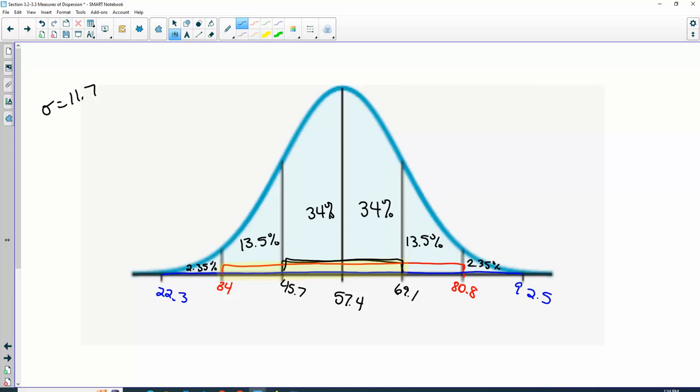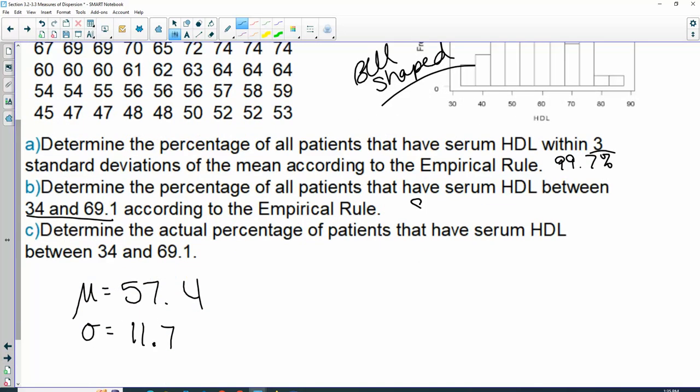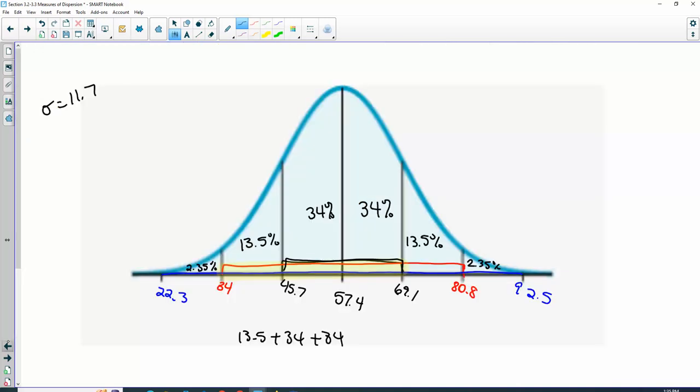So then if I ask between 34 and 69.1, I can just add up my percentages. 13.5 plus 34 plus 34. 81.5. Okay, so a lot of times we're just talking about a set number of standard deviations, but sometimes I have maybe 1 standard deviation above and 2 below. That's why I gave you that paper with all those graphs, so you could write on them and fill it in.